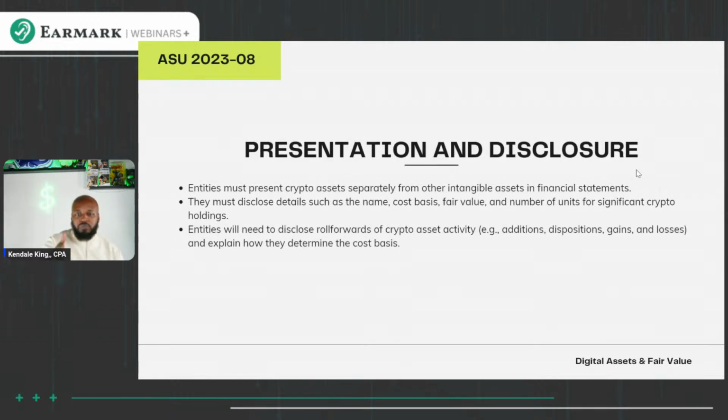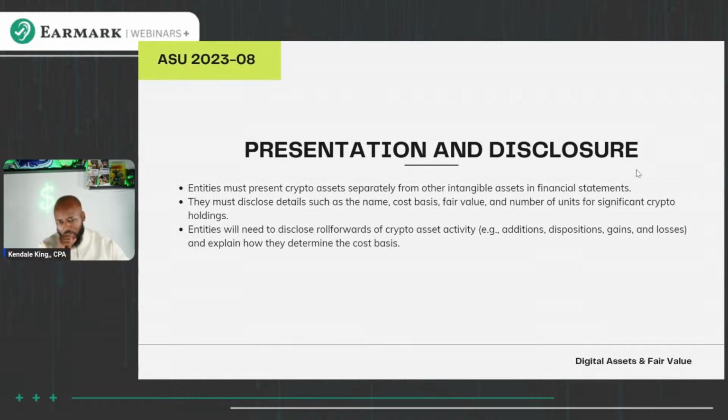So moving on, presentation and disclosure. They must be presented as crypto assets separately from other intangible assets on the financial statements. And they must disclose, I'm just going to read it off, the name, cost basis, fair value, number of units for significant crypto holdings, and then provide roll forwards of crypto asset activities. So, additions, dispositions, gains, and losses. And then come up with an understanding of how they determine their cost basis.